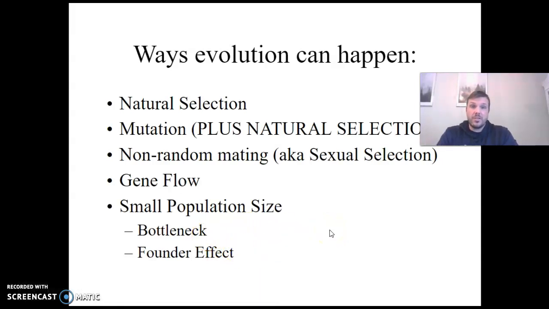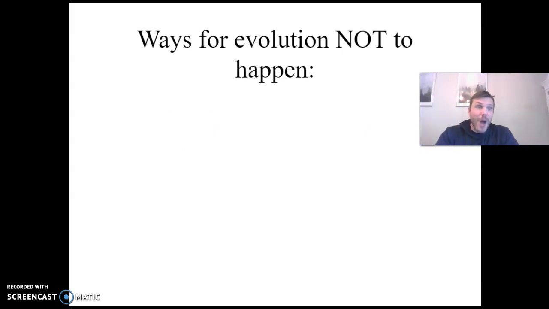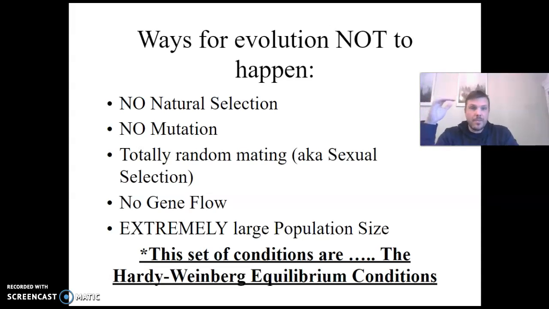Now, if you're looking at this list thinking, geez, that looks really familiar, it should look familiar because these are all of the positives of the Hardy-Weinberg equilibrium conditions. So, ways for evolution to not happen. If you're going to use the Hardy-Weinberg equation, you have to be thinking, okay, in this population, there's no natural selection. If it's going to be in a Hardy-Weinberg equilibrium, no mutation, totally random mating, no gene flow, and extremely large population size. Well, all of those things are pretty unrealistic over a long period of time.